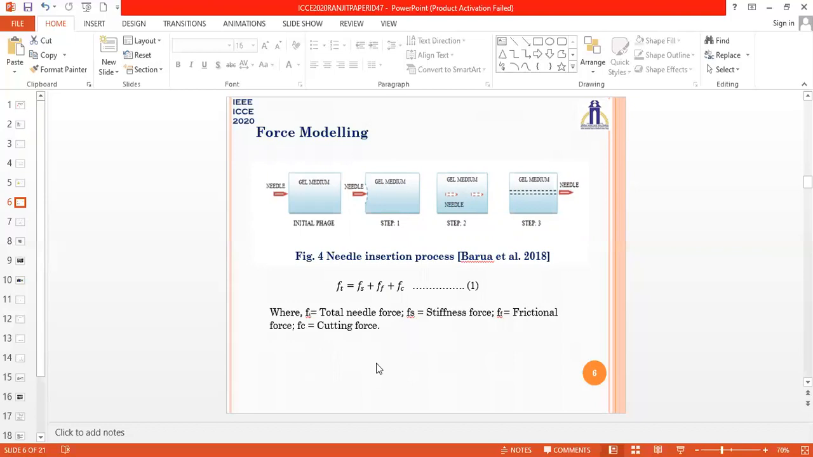Step 1 symbolizes this, and whenever the needle punctures the gel medium, it runs through the inside of the gel medium, and step 3 is up inside the needle part. That means the total needle force depends on the summation of the stiffness force, frictional force, and cutting force. What are the stiffness force, frictional force and cutting force? In my next slide I will describe.